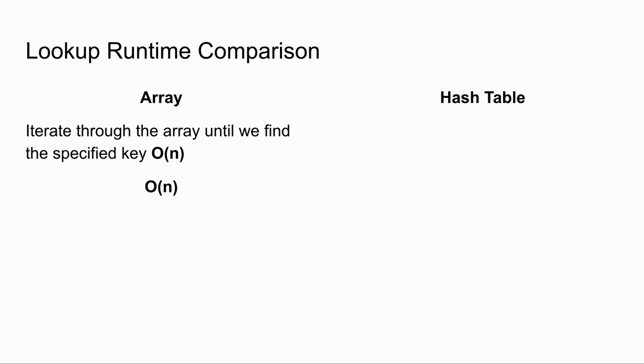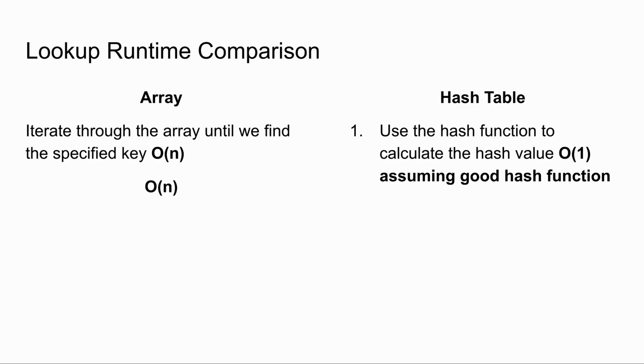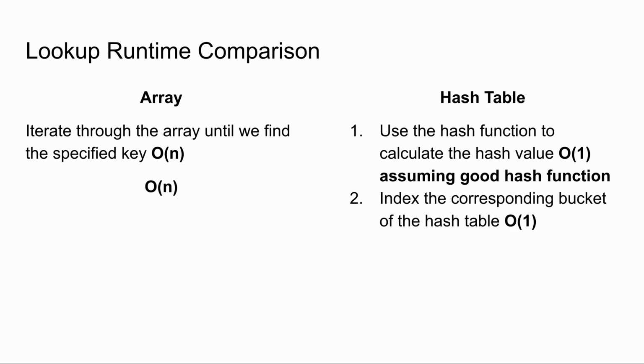In the hash table, we first use the hash function to calculate the hash value. This is O of 1, assuming we have a good hash function. Then, we index the corresponding bucket of the hash table. Since there is an array underlying our hash table, the time complexity of the step is simply the time it takes to index an array, which is O of 1. So, lookup for a particular key in a hash table is O of 1, assuming a good hash function.